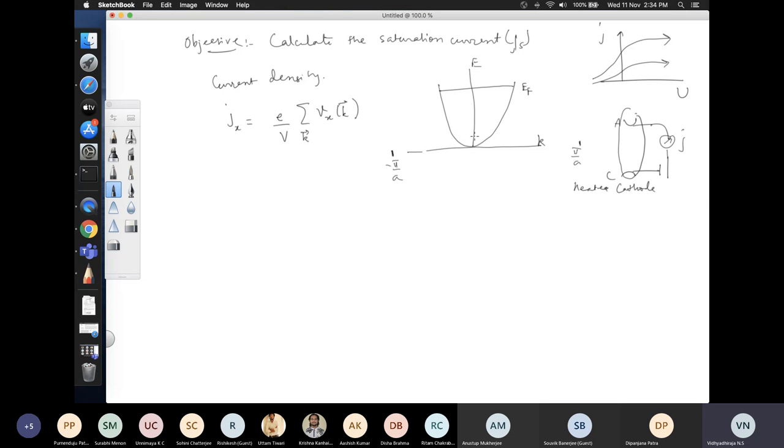Are the electrons sitting here, let's say at the bottom of the conduction band, likely to escape the Fermi sea? Or are the electrons closer to the Fermi level likely to escape? Which are the ones more likely to escape? Okay, let me rephrase the question.